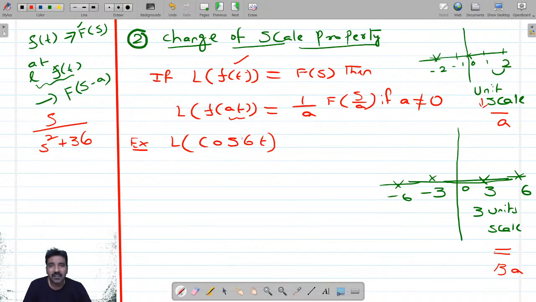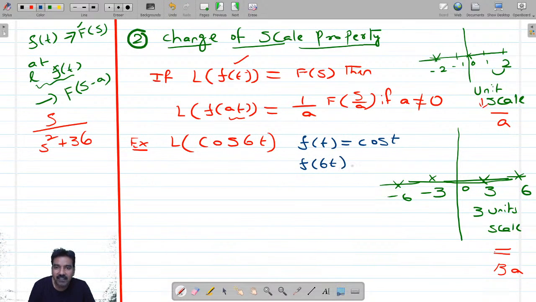Now let us do this by applying the change of scale property. So to apply the change of scale property, at first I will take f of t equal to cos t. Then what becomes f of 6t? f of 6t becomes cos 6t. I hope this point is clear to all of you. So here I want to find Laplace of cos 6t. But if I want to apply the change of scale property, this 6 I am making as 1. So f of t I am taking as cos t. If f of t is cos t, f of 6t becomes cos 6t. So then a becomes 6. I can go for application of the change of scale property.